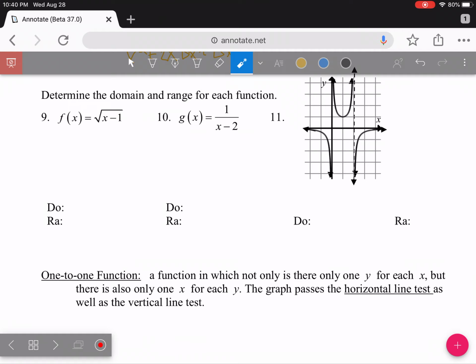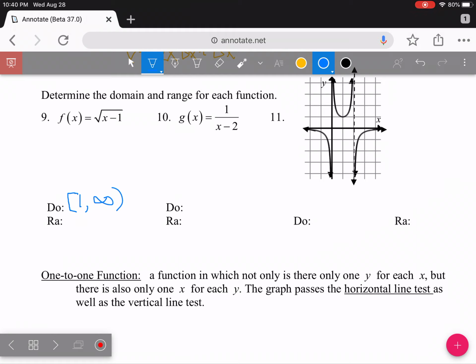So I have to think, okay, what numbers, if I put them in here, are going to be illegal? Well, if I put 1 in there, I get 0, and the square root of 0 is perfectly legal, but anything smaller than that, I get a negative number, and I can't take the square root of a negative number. So my domain for this one is going to be everything bigger than or equal to 1. So I'm going to include 1 because I can have 1 all the way to infinity.